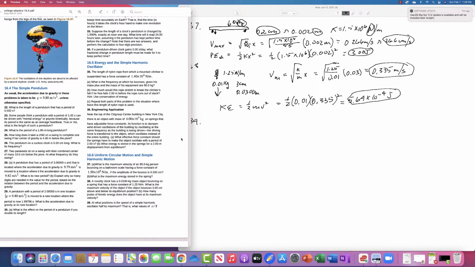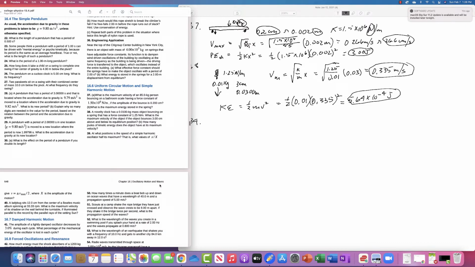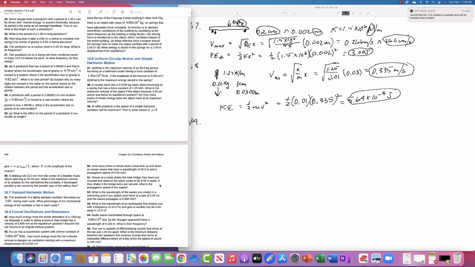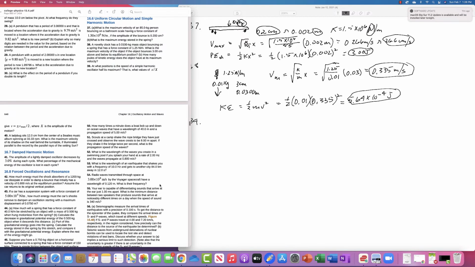39. Next question is, at what position is the speed of a simple harmonic oscillator half of its maximum? That is, what is the value of the ratio of x to big X?